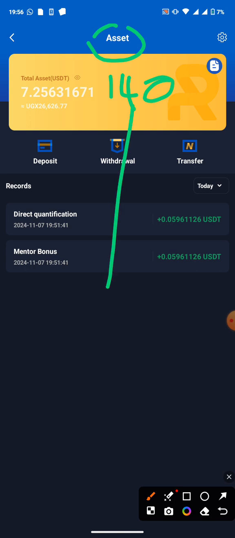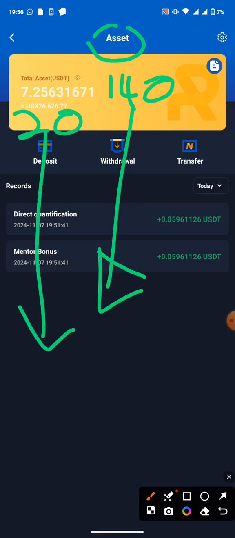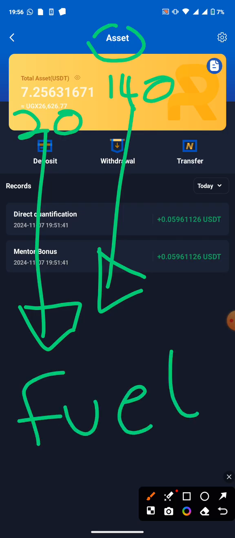But after activating this robot, you will find out that you will have only $20 over here. That $20 will be your fuel fee. That is the money that this robot operates on, the fuel fee. That's why the robot is not able to withdraw your money. I'm already saying that the robot won't withdraw money from your Binance account, which means that the robot will operate on this fuel fee.